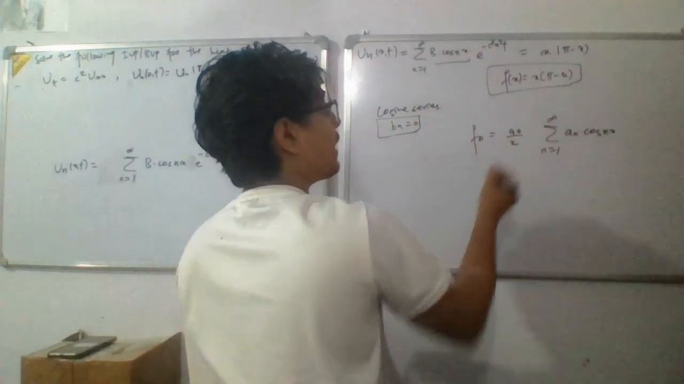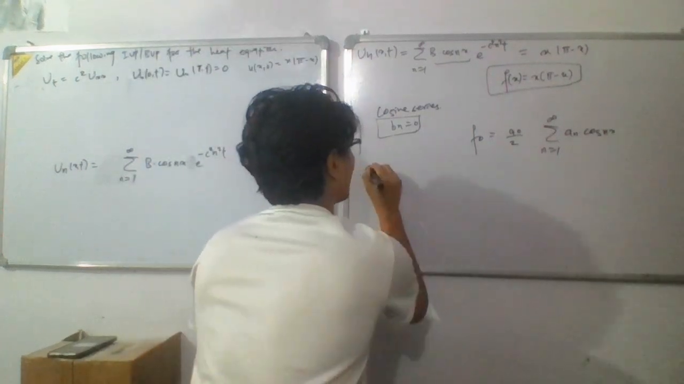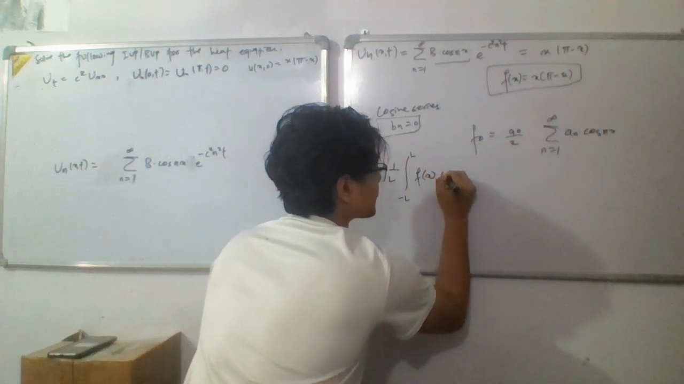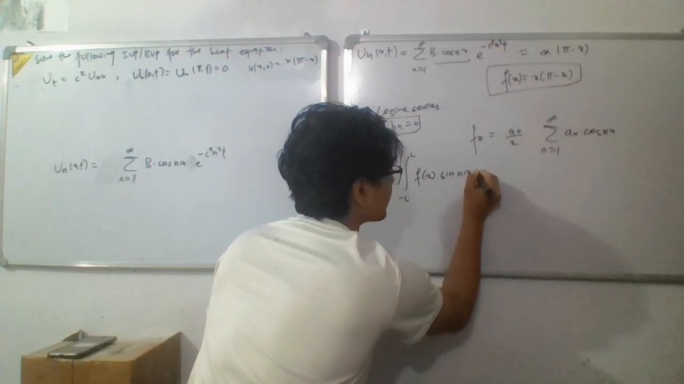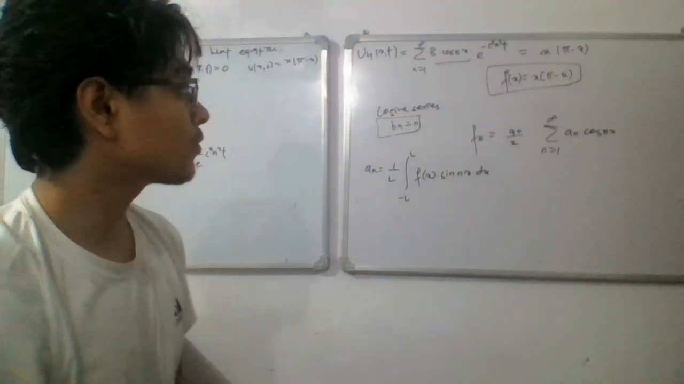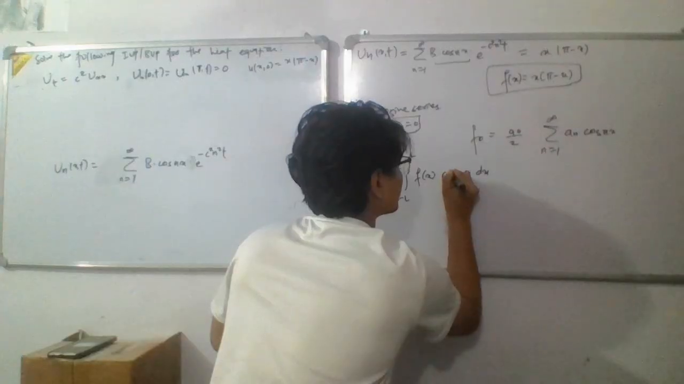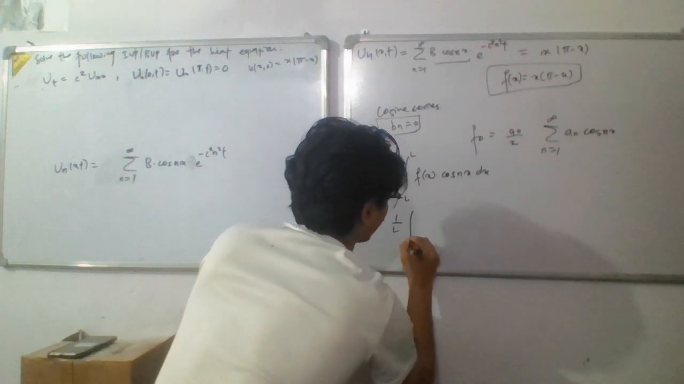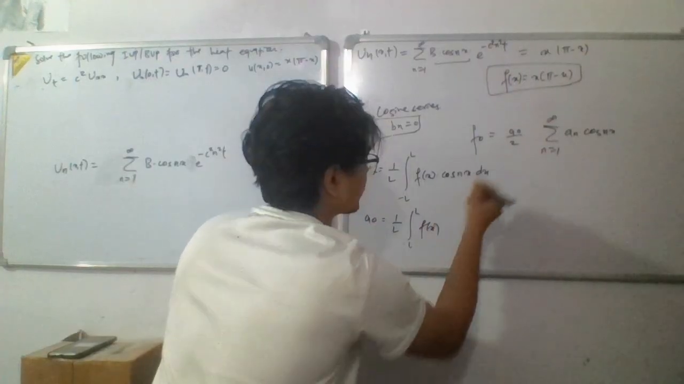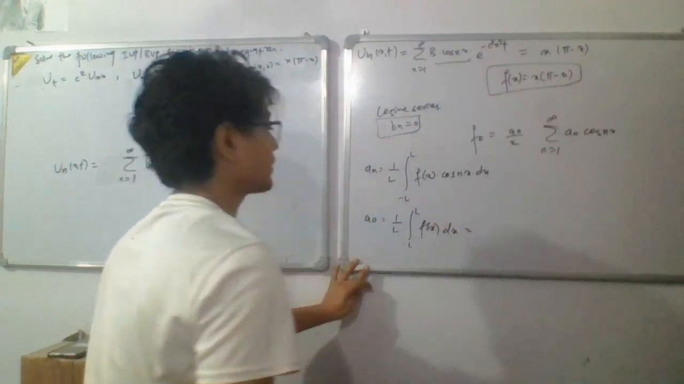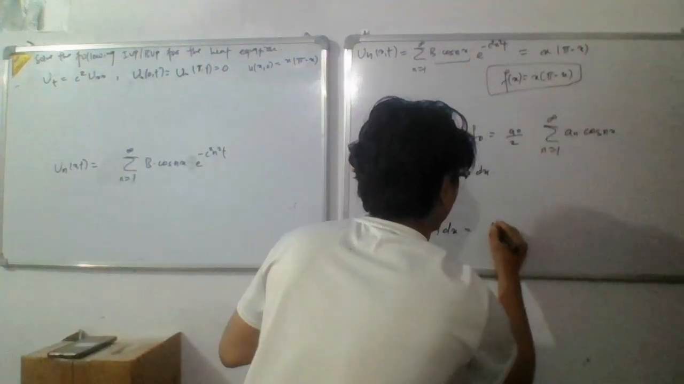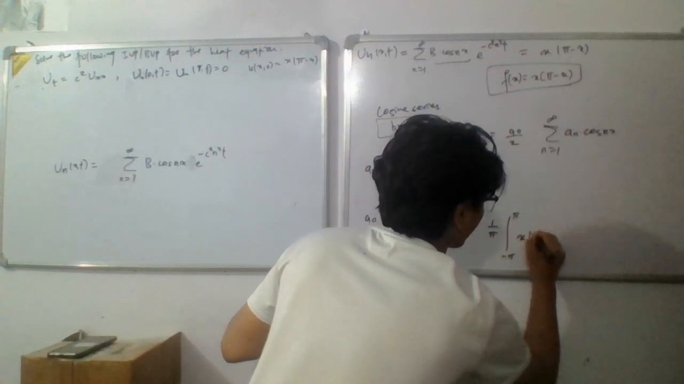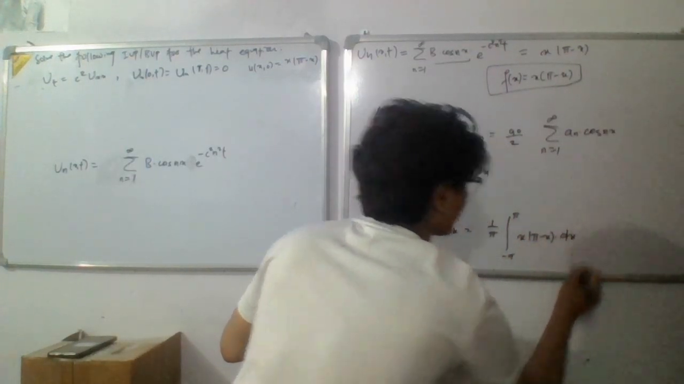And this a n can be found by 1 by L, minus L to L, f of x times cos of nx dx, in this way. And a naught equals 1 by L, minus L to L, f of x, cos 0 is 1, into dx. That gives us 1 by pi, minus pi to pi, x times pi minus x into dx.